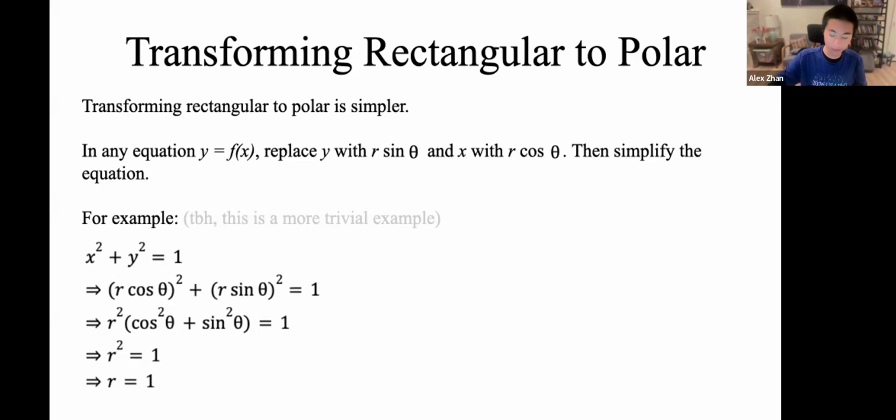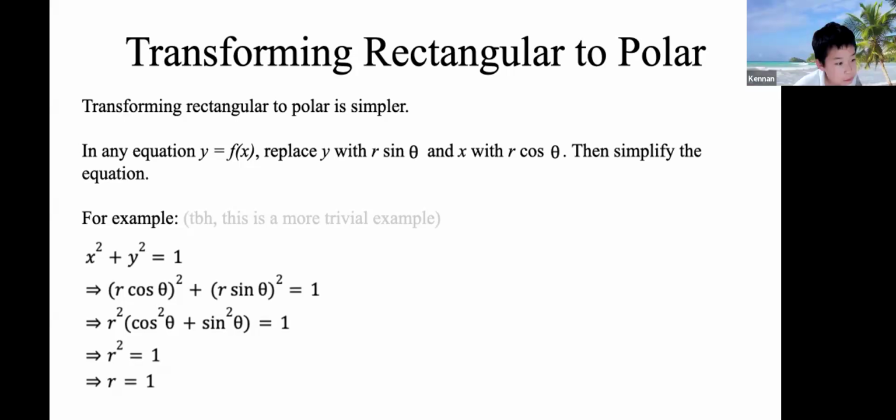So next we'll talk about transforming rectangular equations to polar equations. The homework will involve this as well as transforming rectangular and polar equations around. Yes, the homework will be posted right after class. Okay, all right. So this will be our last section for today.